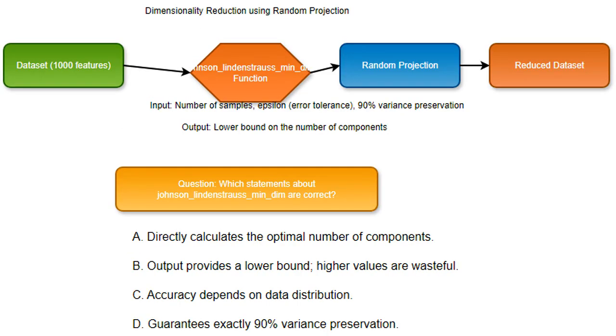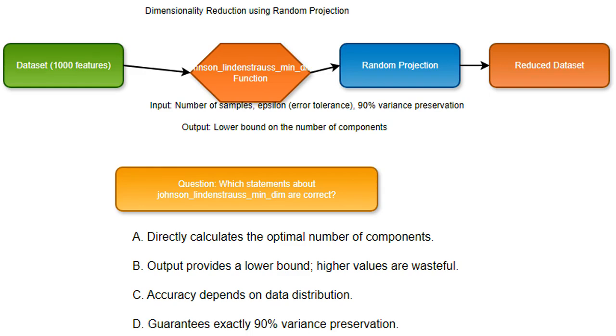While the function provides a lower bound, choosing a substantially larger number of components isn't necessarily wasteful. In real-world data, going beyond that lower bound can actually help preserve more of the variance and relationships in your data. This statement is correct. The accuracy of the function's output depends on how the data is distributed. The underlying theory relies on some assumptions about the data, and if these assumptions aren't met, the results might not be as reliable. This is incorrect.